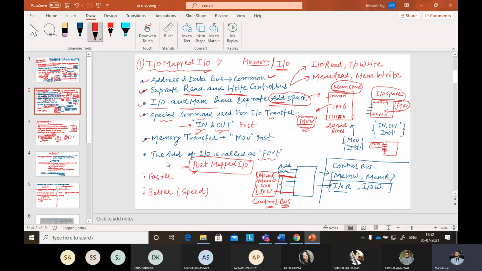Okay. Now one point is coming here, that is written here. It is faster. So why am I saying faster? Faster because you have the memory thing individually and you have the IO thing individually.